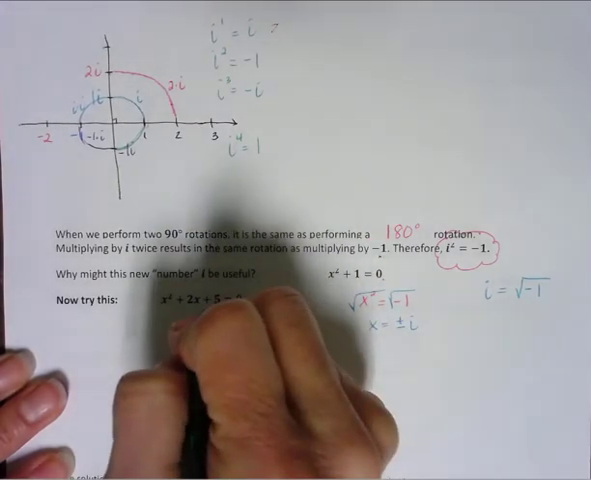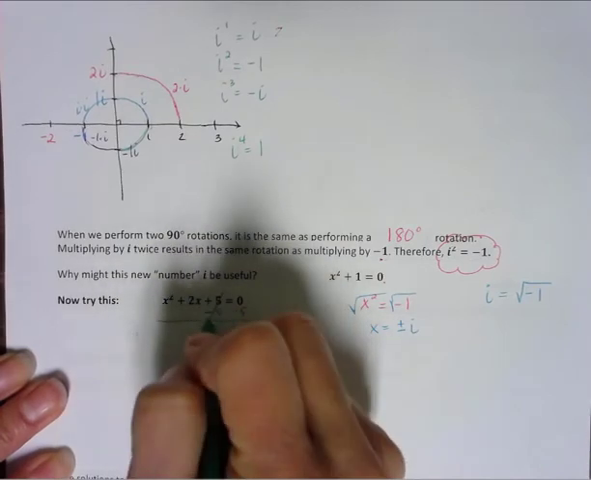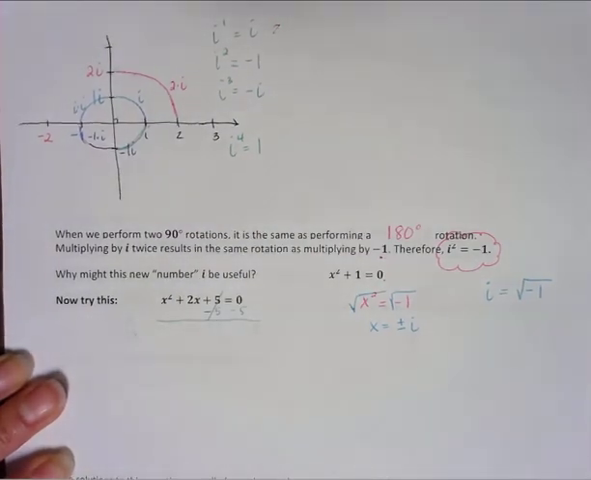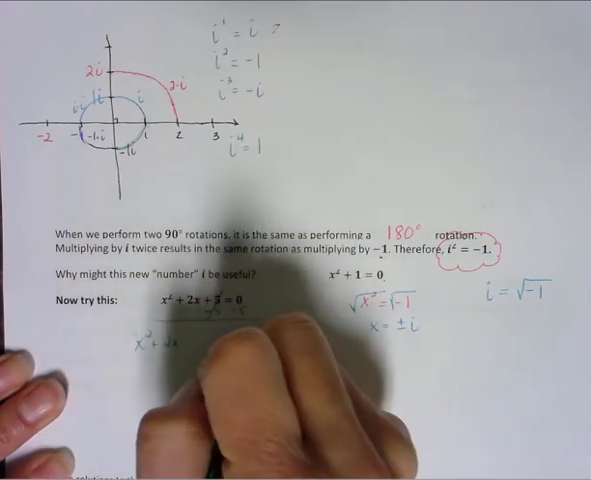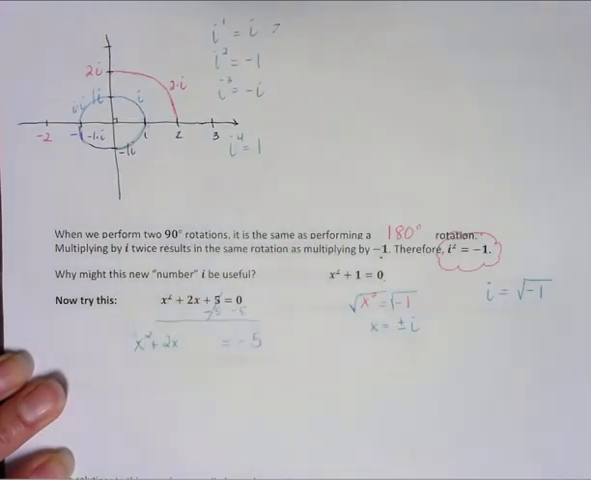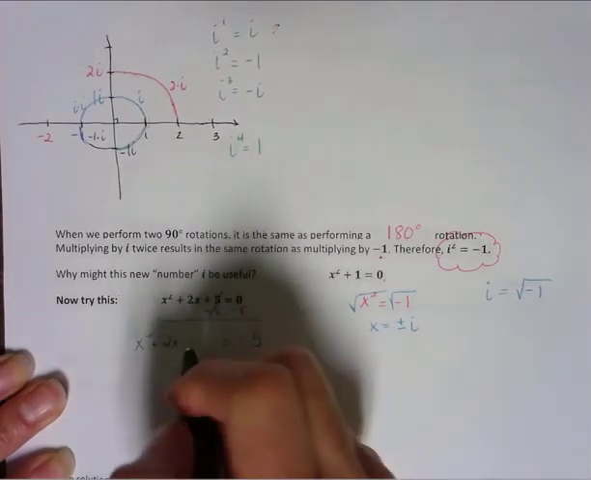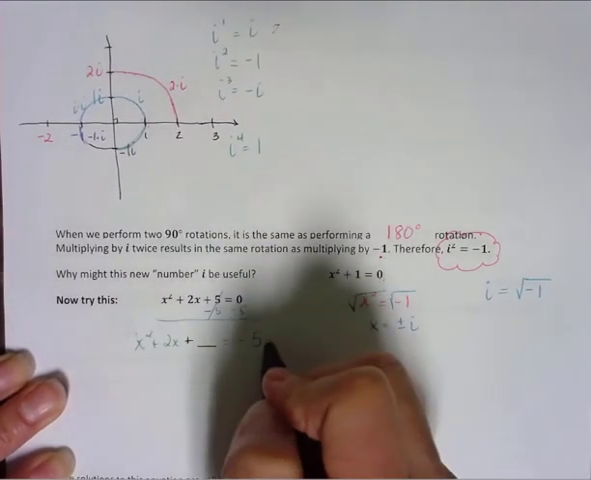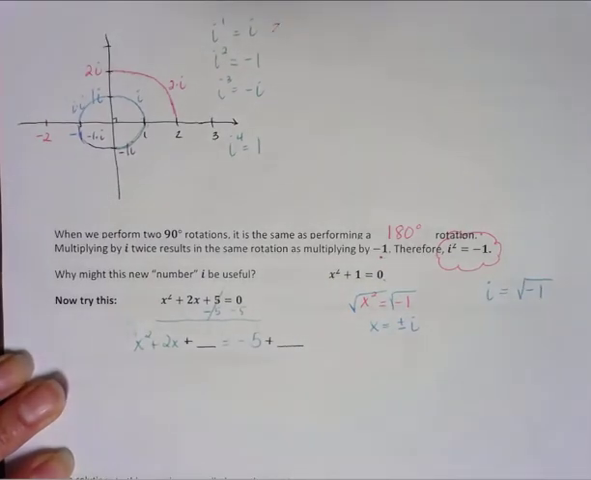So with completing the square, we need to make sure we have a perfect square trinomial, and our first step is usually to isolate the variables. So we move the constant over. So now I have x squared plus 2x equals -5. And you know that I usually always leave a blank space because I know that I want to make a perfect square trinomial.